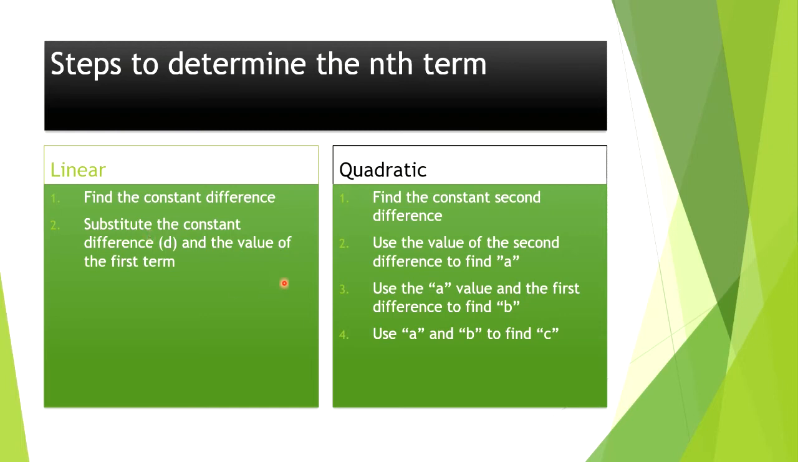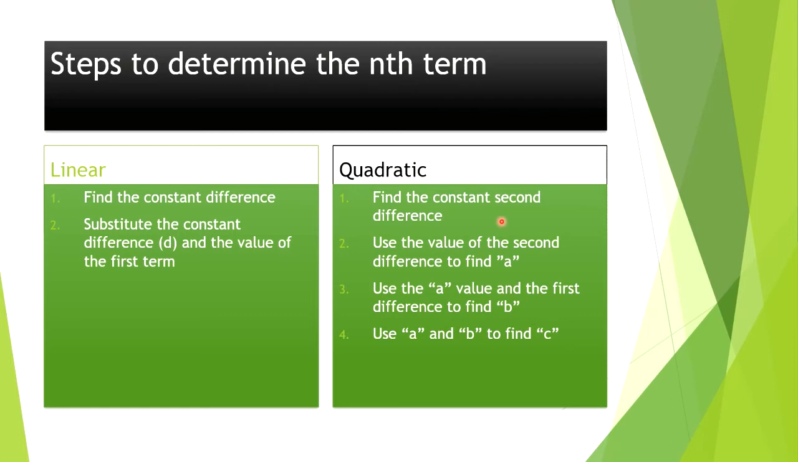And these are the quadratic patterns. You have to first find the second constant difference, and then you have to use the second constant difference to find a, and then you have to use a and the first difference to find b, and you have to use a, b, and the first term to find c.